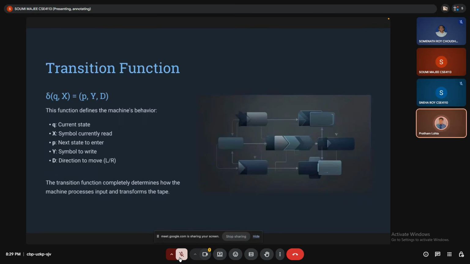Now the transition function. There is a small equation to it: delta of q comma x is equal to p comma y comma d, where q stands for the current state as per the previous slide, x denotes the symbol currently read, p is the next state to enter, y is the symbol to write, and d is the direction to move, which is left or right. The transition function completely determines how the machine processes input and transforms the tape. So please change the slide.